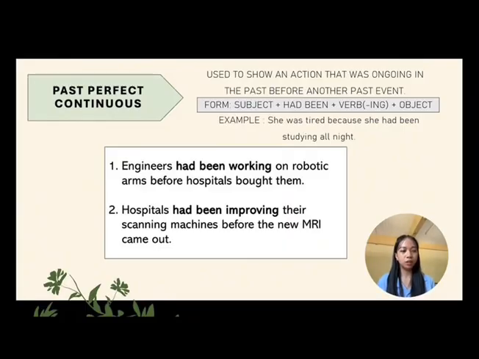And I also didn't find an article for medical technologies in the form of past perfect continuous, so I made two sentences, which are: engineers had been working on robotic arms before hospitals bought them, and hospitals had been improving the scanning machines before the new MRI came out.